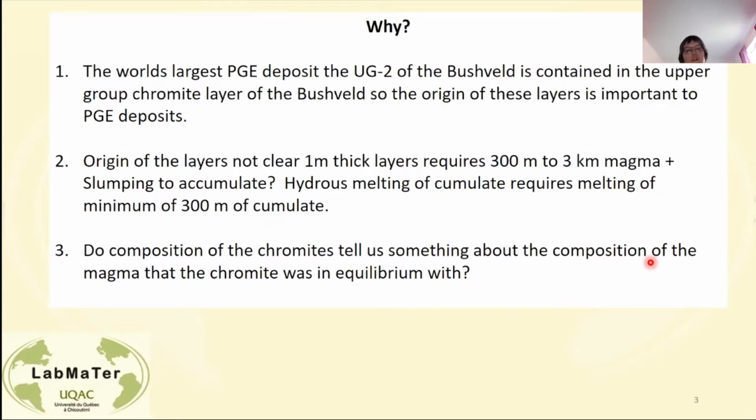And another question is, what is the nature of the magma that we're dealing with? Is it a different magma to the magma that's forming the silicates? So I want to address here the question of, does the composition of the chromites tell us anything about the composition of the magma that the chromites were in equilibrium with? How are we going to do that?